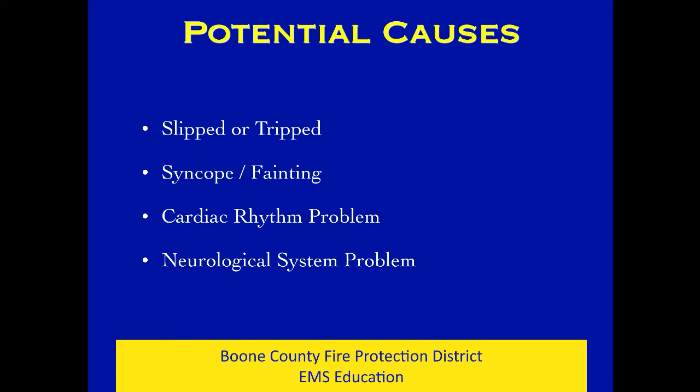Maybe they had a syncopal episode. Maybe they simply fainted. Maybe there was a cardiac rhythm problem. Maybe it was a VTAC or extreme bradycardia, something where the rate became too slow or too fast for them to maintain blood pressure. And we need to check on that. Maybe they had something neurological, a stroke or a bleed or something.